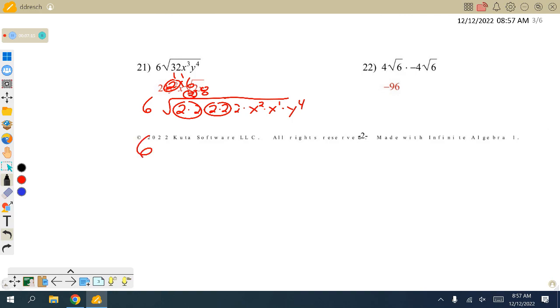Every pair, 1 comes out. So 1, 2, another 2. In the x to the third, there's a pair of x's, so 1. And y to the fourth, there we just said there was 2 pairs. That's annoying. And then 2x stays underneath. Clean that thing up. 6 times 2 times 2. What is that? 24. x, y squared.